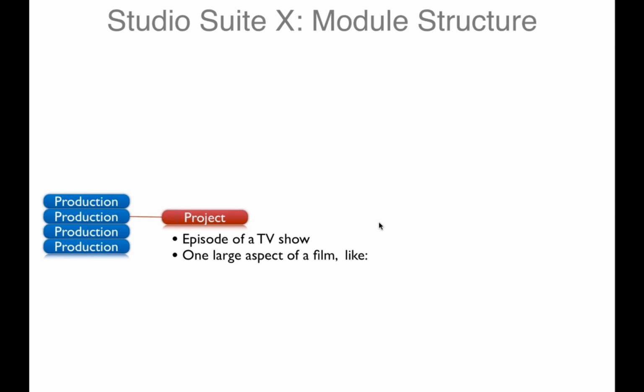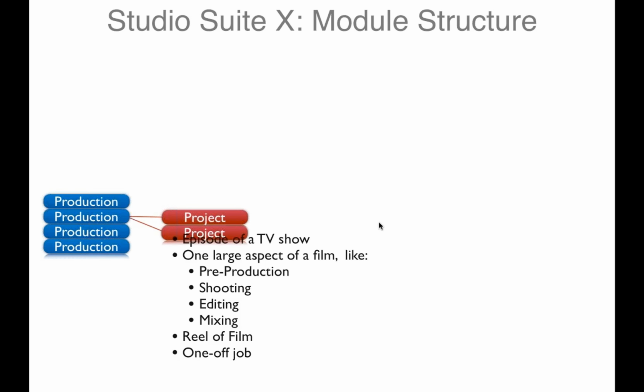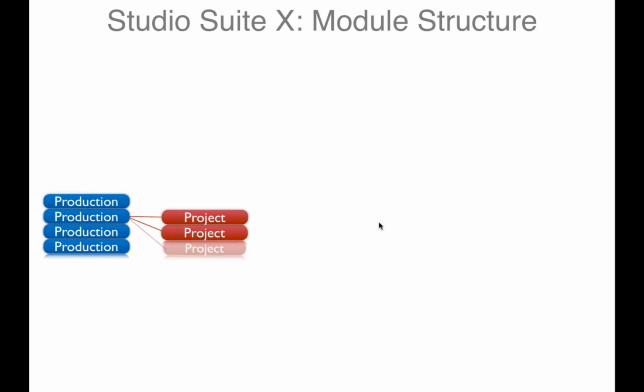And within a single production, you may have a project or multiple projects. And a project would relate to, in this kind of hierarchy, an episode of a TV show, or a large aspect of a film, like pre-production, the shooting aspect, the editing aspect, the mixing aspect, or maybe it's a whole reel of film, or maybe it's just a one-off job. So projects can be a part of a larger production, or they can be their own standalone little thing that aren't connected to a production.